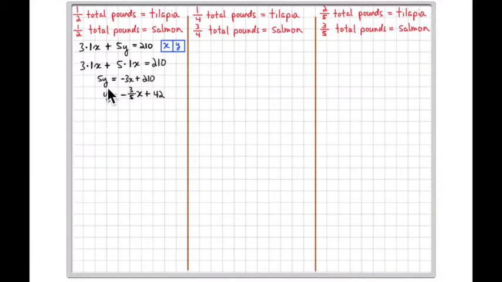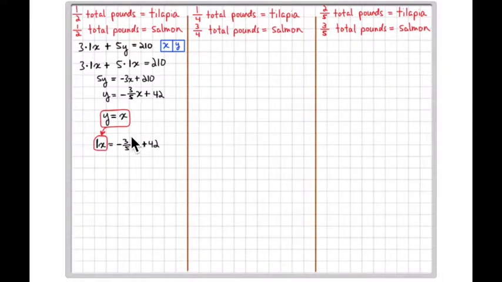And I have to now multiply. I need to figure out the value of y, or what y equals. So I multiply this times the multiplicative inverse, which is 1/5. So 1/5 of 5 is 1. So that's that y. And 1/5 of 210 is 42. So if you remember, this is the y-intercept, 42 pounds, and this is the slope, negative 3/5.